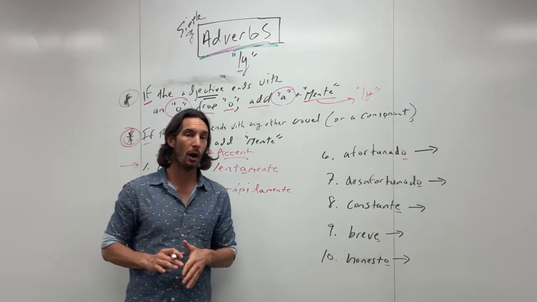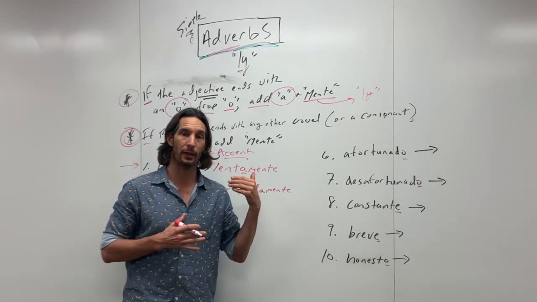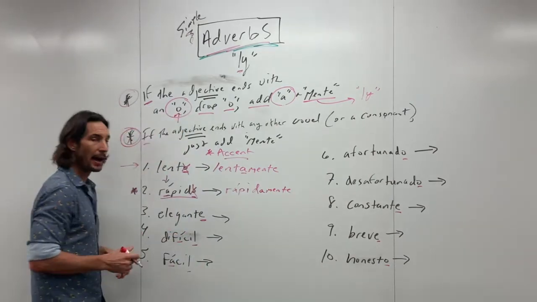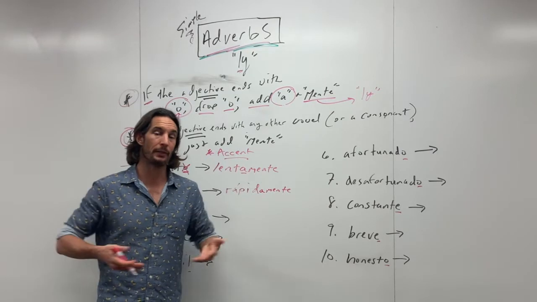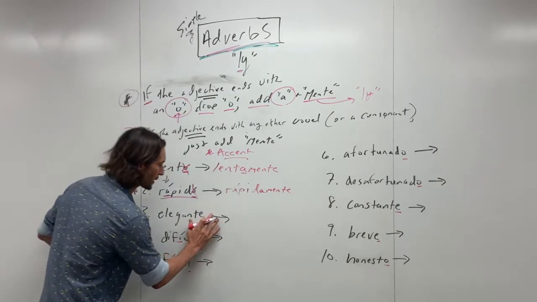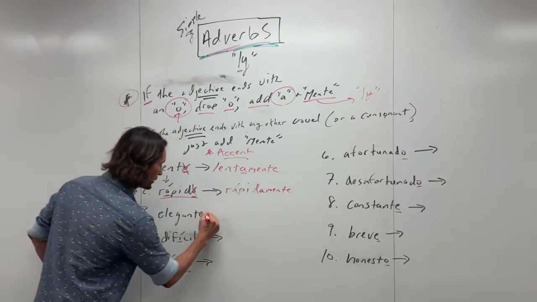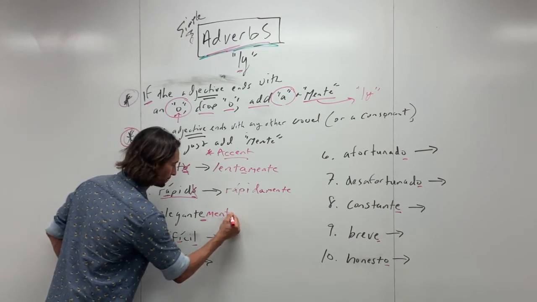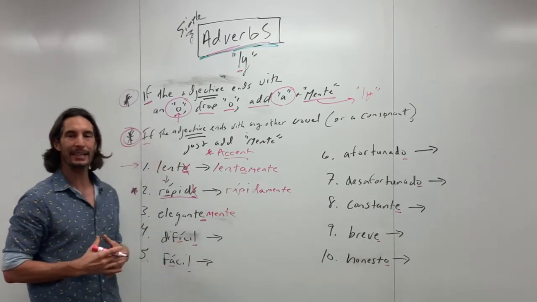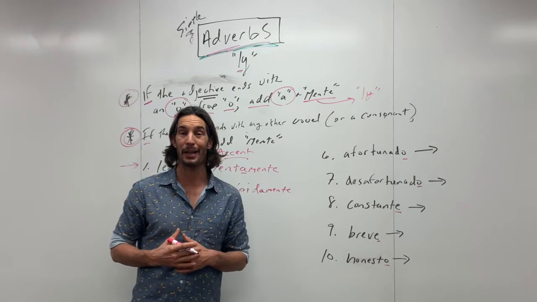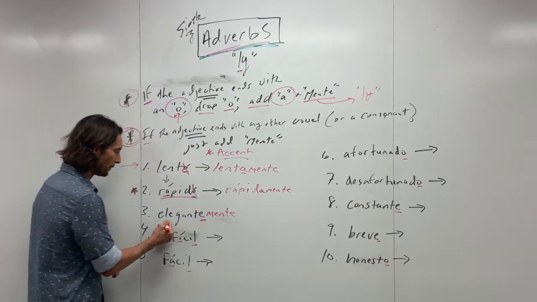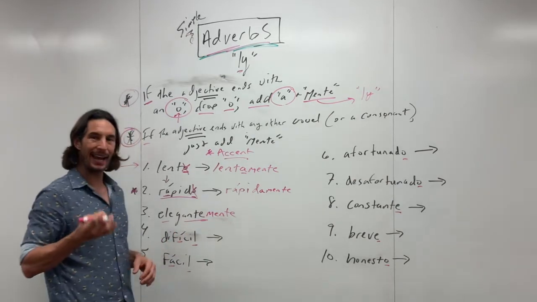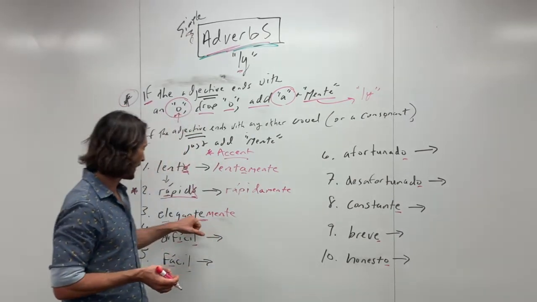It doesn't end with an O, rather, it ends with the letter E, right? Still a vowel, but as our rules say here, that doesn't matter. We just effectively add mente. So I'm actually going to erase this and just go about it like this. Elegante, or as you may imagine, it's a cognate, so elegant becomes elegantly, right? So elegante becomes elegantemente, right?